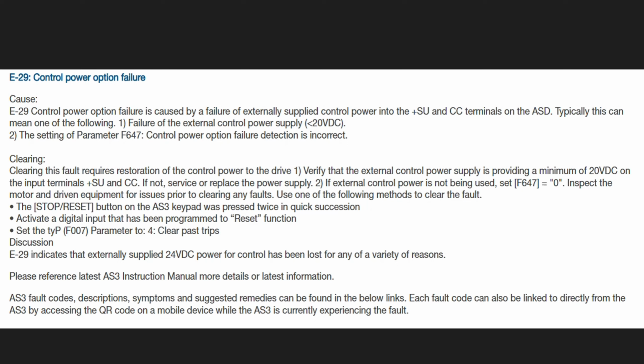So it could be the power supply, wiring, or terminals not properly connected, or it could be a parameter setting by mistake. So if you follow all these instructions, you will definitely get the solution of this problem, this error E29 control power option failure.